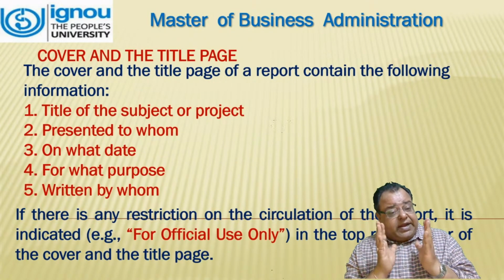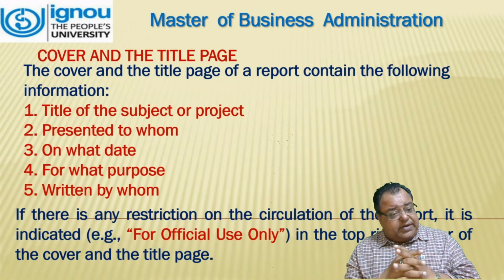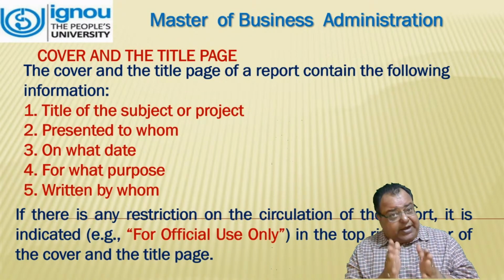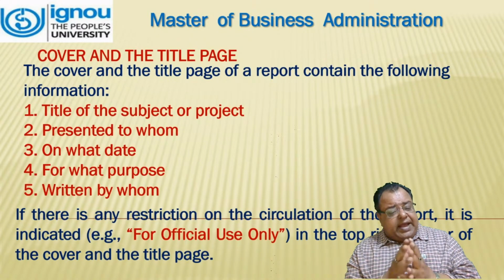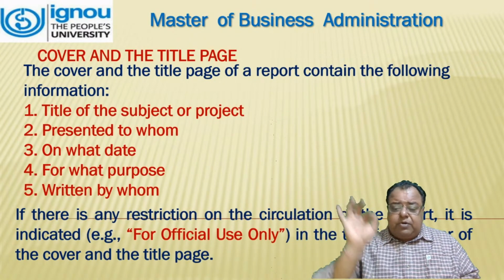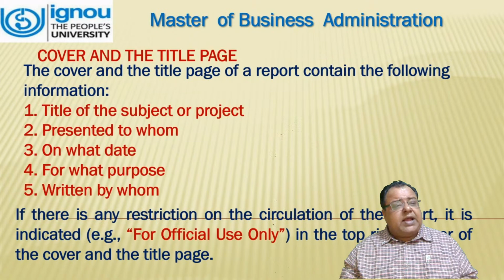such as the title of the subject or project, presented to whom, on what date, for what purpose, and who it is written by. If there is any restriction on the circulation of the report, it is indicated, for example, as "for official use only." It is written on the top right corner of the cover and the title page.